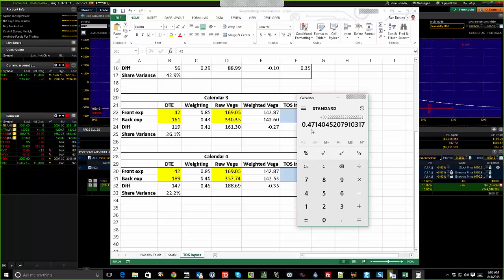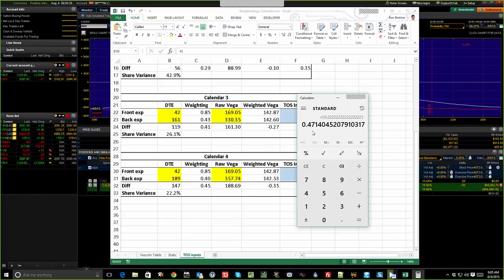Now, what this number here means is that the impact of Vega on the back leg is going to be 0.47 times the impact of Vega on the front leg. Does that make sense? Right? So in other words, the impact of Vega is going to be half as much on the back leg in this case than it would be on the front leg, right?